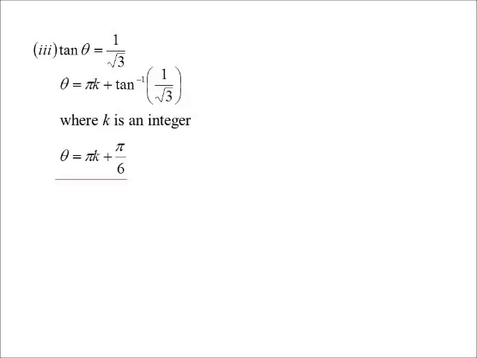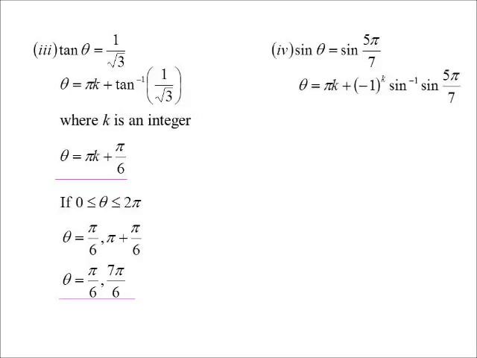All right, let's do a tan. 1 on root 3. Pi k plus inverse tan of 1 on root 3. Pi k plus pi on 6. And if we said, all right, let's find it between 0 and 2 pi. If I sub in 0, I'll get pi on 6. Sub in 1, pi plus pi on 6. Sub in 2, 2 pi plus, well again, I'll stop because I know I'm not going over.